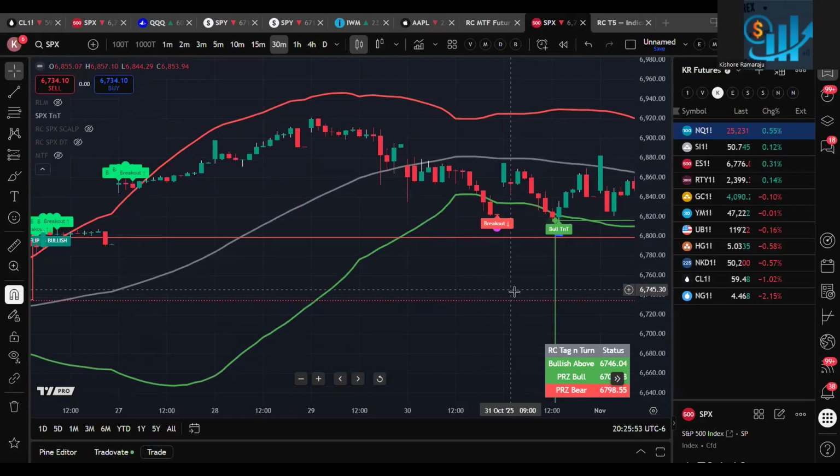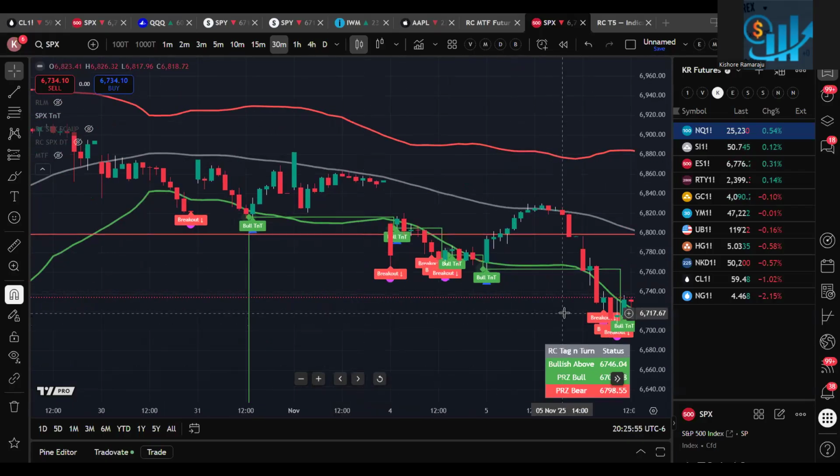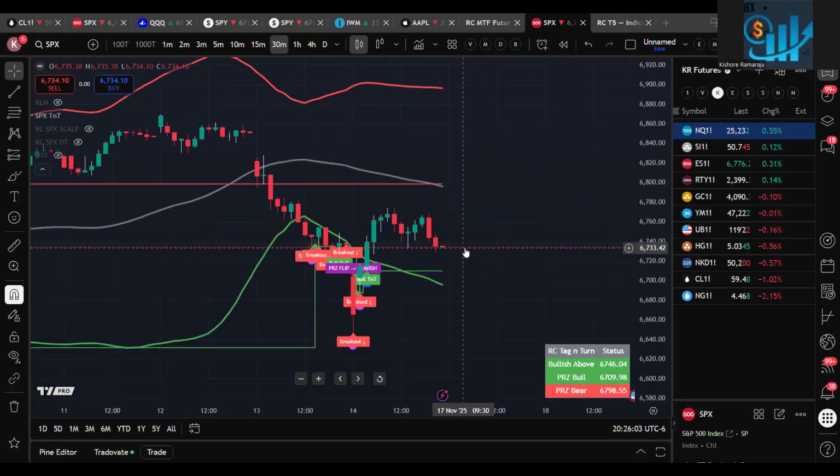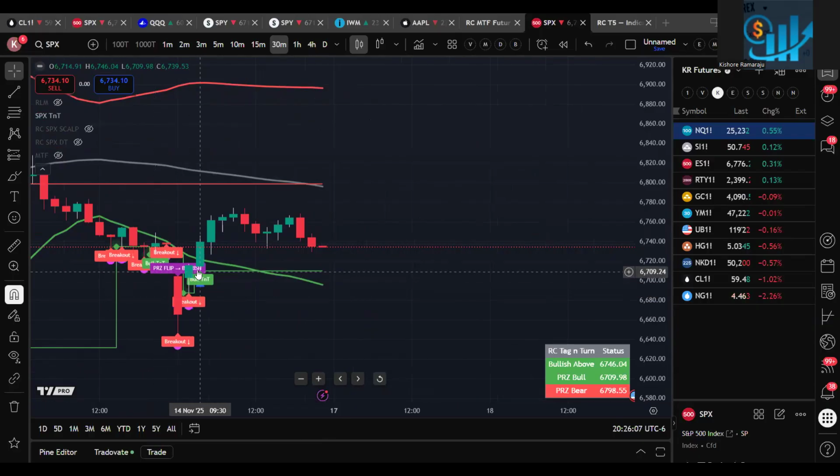For example, here, on Friday, we got a bullish tag and turn, right? There was a huge drop. Then we got a bullish tag and turn. That means price came all the way to the bottom of the band. There is a high possibility tomorrow also ES and NQ will be bullish, right? So you do 50 delta or 60 delta bull puts for the next 5-day expiry.